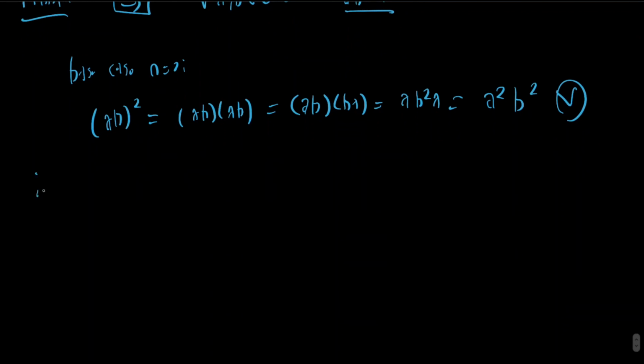So now for the induction hypothesis, let's suppose that this works for a general n equal to k. So I'm going to say that for k, (ab)^k is equal to a^k b^k. Now if we have (ab)^(k+1), let's see what happens.